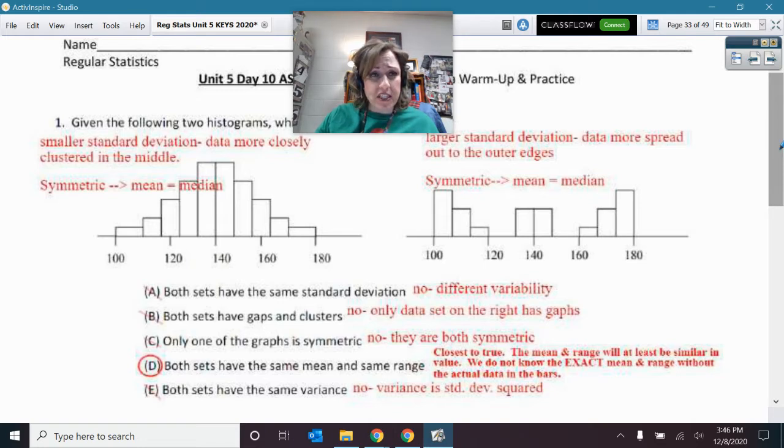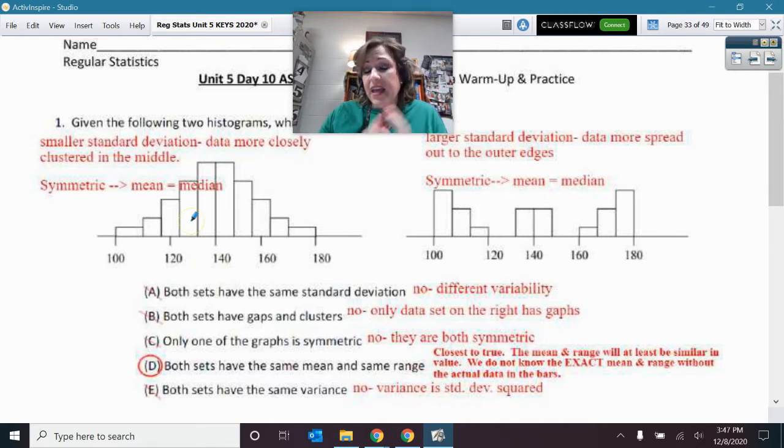So this first question is asking us information about these two histograms. So we want to talk about the qualities of them. I can tell that they are symmetric, and so the mean and the medians are about the same, which looks to be at 140. I also can tell that this histogram on the left has less variability because the data is more closely clustered around the center. So it's going to have smaller standard deviations.